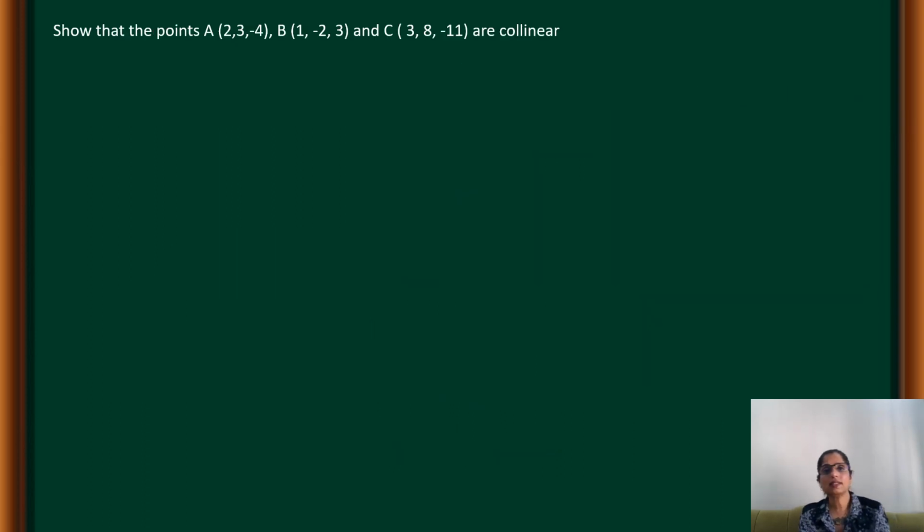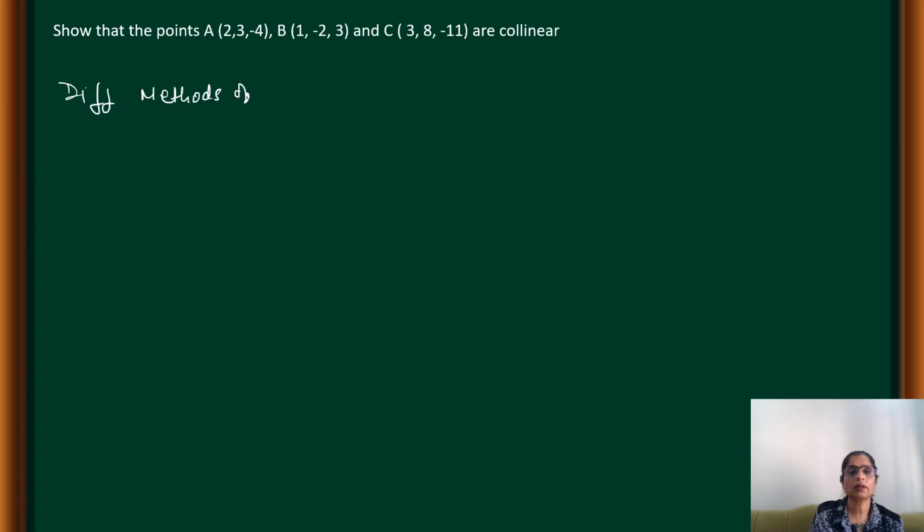Alright. Let's see. Show that the points A (2, 3, -4), B (1, -2, 3) and C (3, 8, -11) are collinear. We have done such kind of a sum in the vector chapter as well, where we know that there are multiple ways of showing that the points are collinear. Correct? There are different ways. What are the different methods?